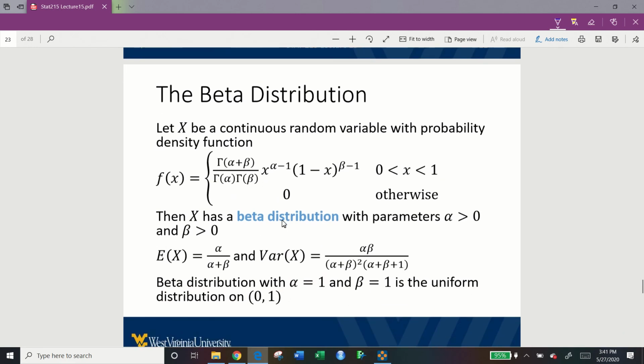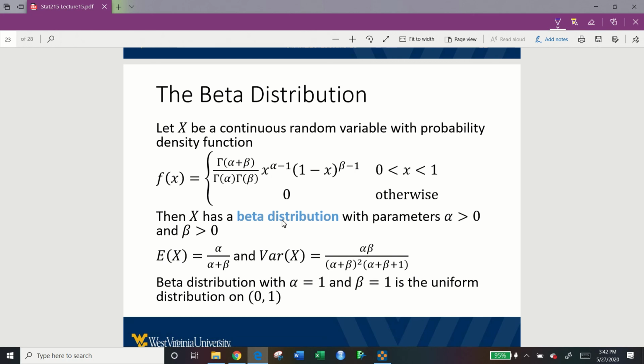For the beta distribution, we're going to let x be a continuous random variable with probability density function f of x equals gamma of alpha plus beta over gamma of alpha multiplied by gamma of beta. This is going to be multiplied by x to the alpha minus 1 multiplied by the quantity 1 minus x to the beta minus 1, where x is on the bounds from 0 to 1, and we let it be 0 otherwise.